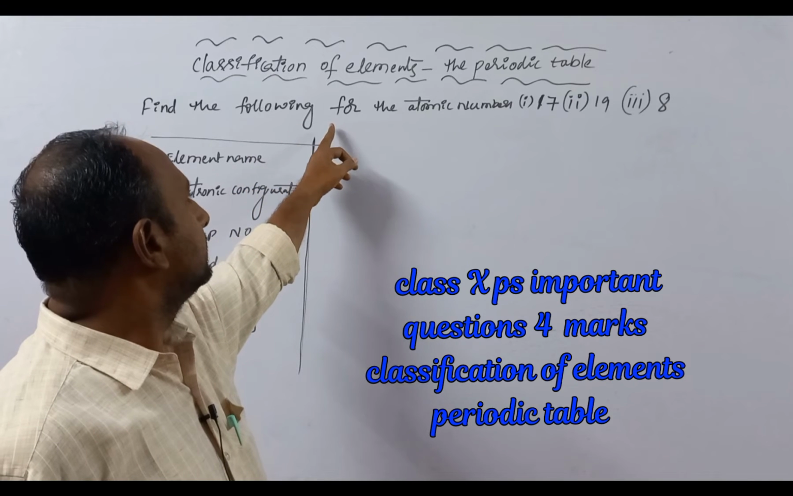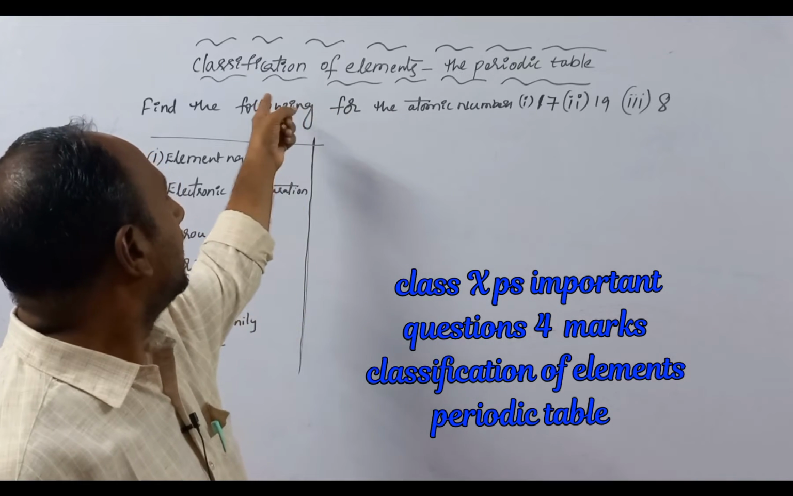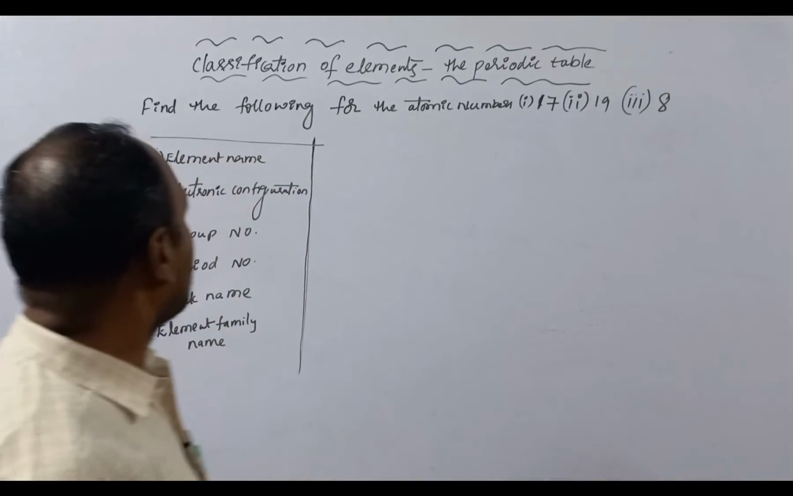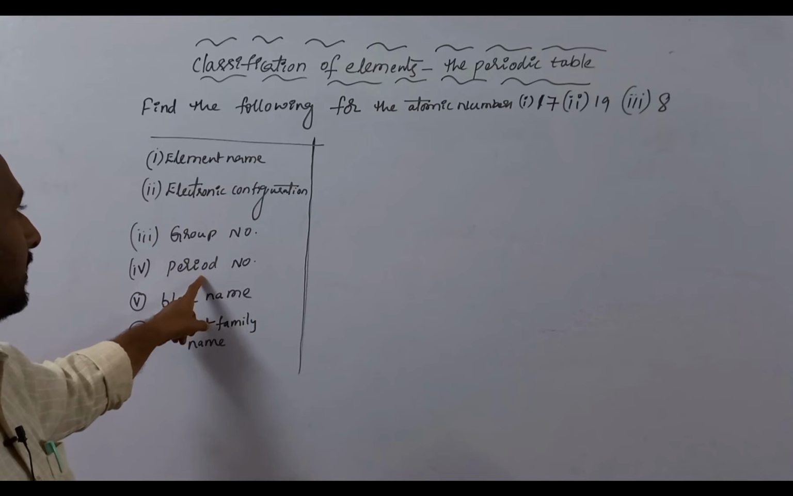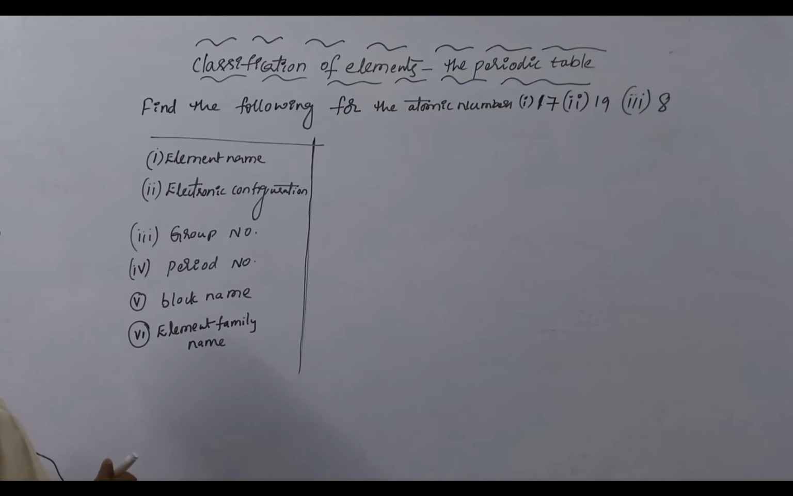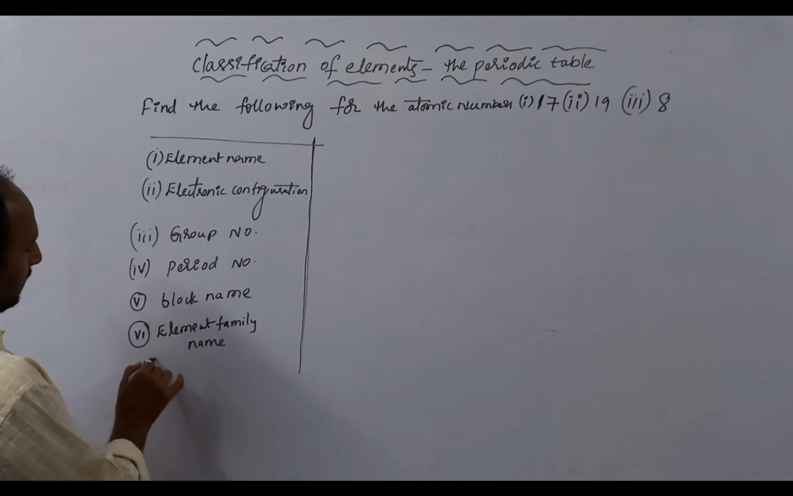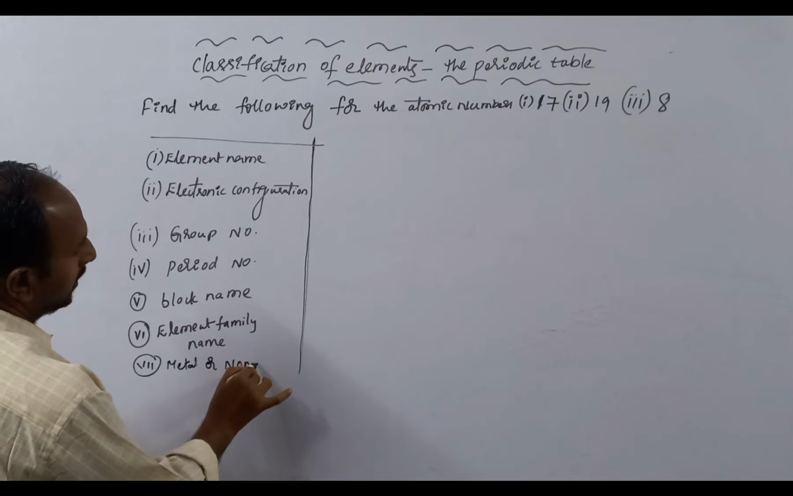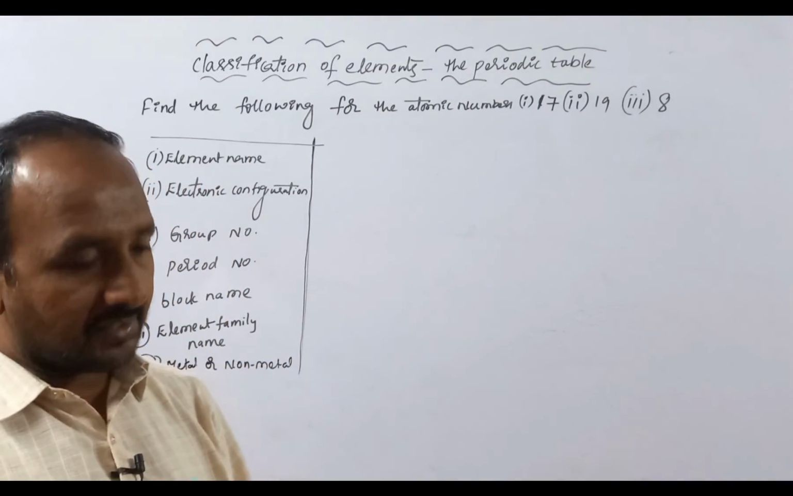Find the following for the atomic numbers 17, 19, 18 in the classification of elements, the periodic table. For those atomic numbers, we want to write the element name, electronic configuration, group number, period number, block name, element family, and whether it is a metal or non-metal. Important topic for 4 marks.